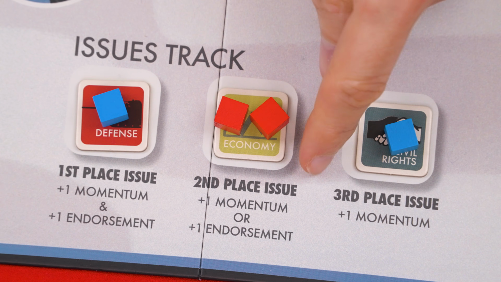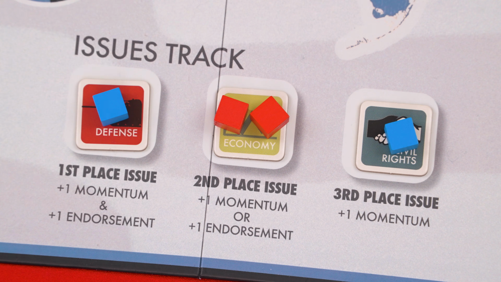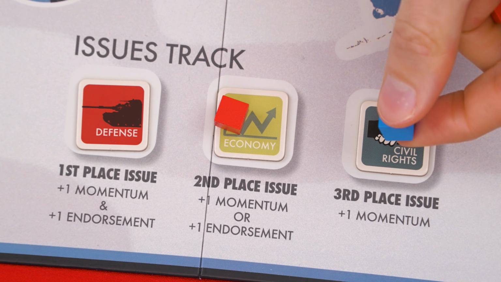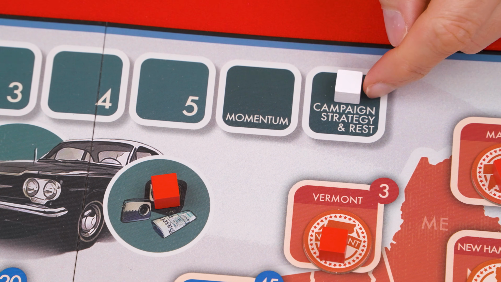With the second place issue awarded, the first place is now awarded, and that candidate receives one momentum and an endorsement card. And then the final step of the momentum phase is removing one support cube from each issue tile, if any are there. Now we move to the campaign strategy and rest phase of a turn.